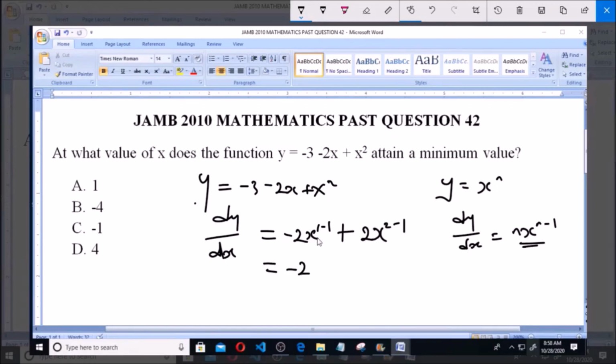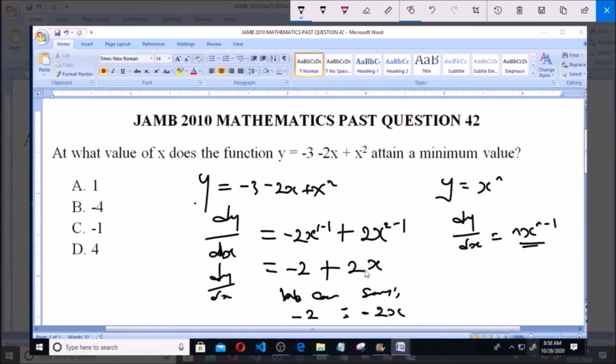So this is equal to minus 2, because x raised to the power of 1 minus 1 will give us x raised to the power of 0, which is 1. So we have minus 2 plus 2x. Now we will not just stop here. Since dy/dx is equal to minus 2 plus 2x, then we can now say that minus 2 is equal to minus 2x.